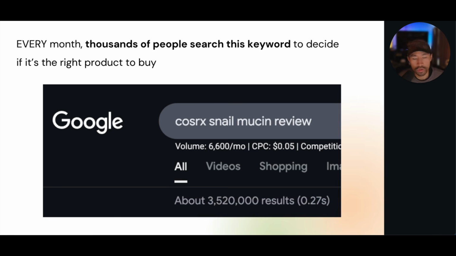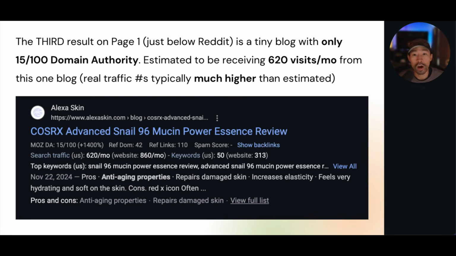Now, when I see an opportunity like this, the next step is to build our online real estate going after this specific keyword. And in this example right here, on page 1, the third result just below Reddit is a tiny blog with only 15 out of 100 domain authority. That is really low. Anyone who knows SEO, or even if you don't, a 15 out of 100 is really a fairly new site that barely has any domain authority at all. And this specific blog post, which as you can see is going after that keyword of the CosRx Snail Mucin Review, it's estimated to be receiving 620 visits per month from this one single blog post.